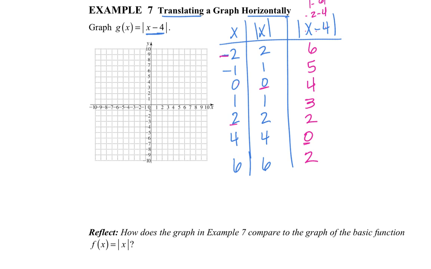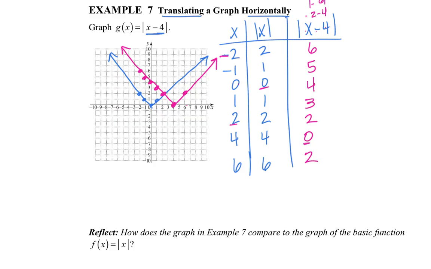All right, so I'm going to plot the first one. So we got negative 2, 2, negative 1, 1, 0. So it's kind of the same graph that we did a while ago. So that one should be familiar. And then I'm going to plot the next one. So now I've got negative 2, 6, negative 1, 5, 0, 4, 1, 3, 2, 2, 4, 0, and 6, 2. So what I wanted to do was to make sure I had enough points so that I could plot the whole thing. I wanted to get both sides of that 0.